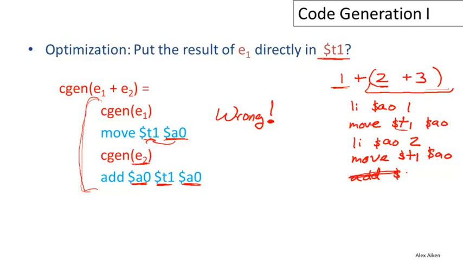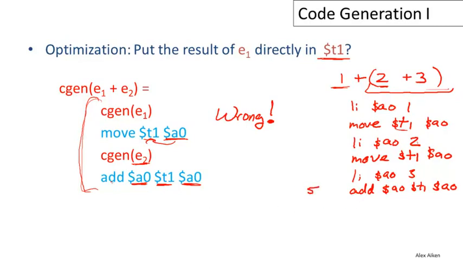And oops, I made a mistake. We're not going to do an add. Let me erase that. Forgot to generate code for the 3. So now we load the value of 3 into the accumulator. And now we can do the add. Now comes the add. And so we do add A0, T1, A0. And when you execute this, what do you get? You get 2 plus 3, which is 5, and that's fine.